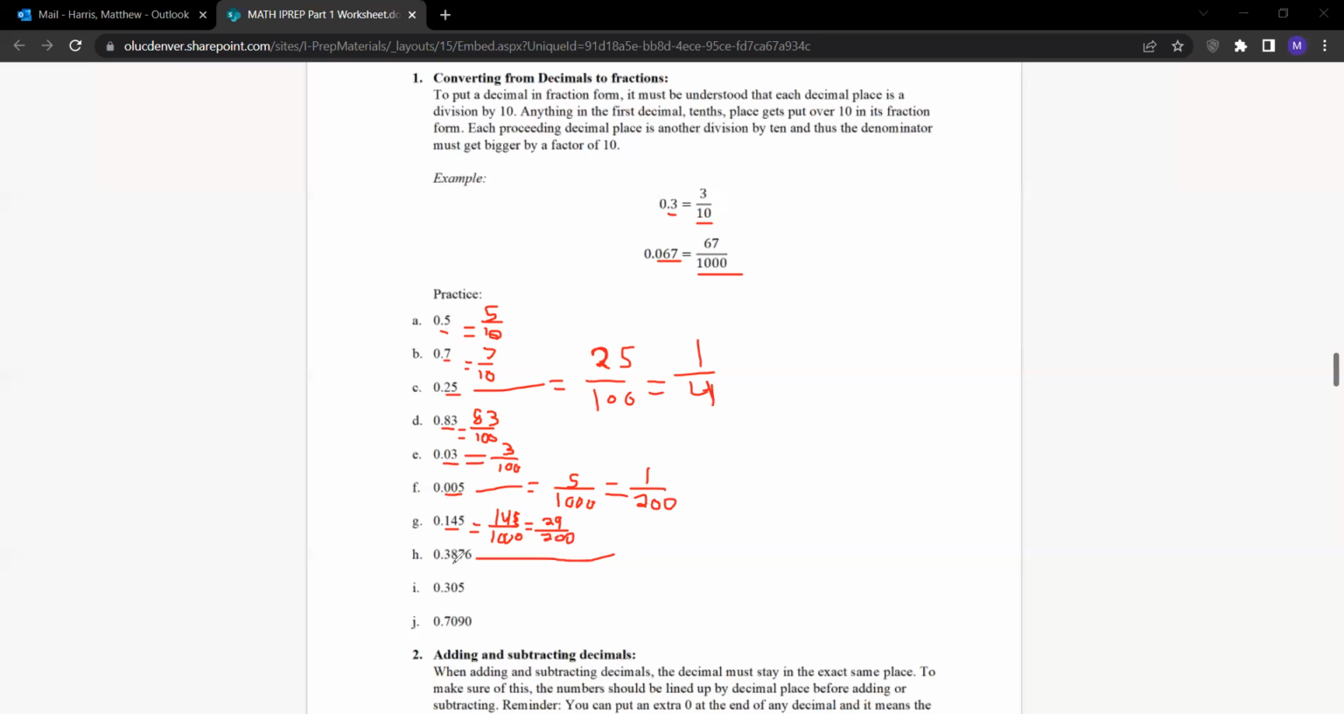So next we have 4 decimal places. So instead of 1,000, it's going to be 10,000. So 1, 2. So we have 4 zeros now. And on top we have the same number, 3, 8, 7, 6. And this can probably be simplified, but for now I'm just going to leave it as it is. So next we have 3 decimal places, so it's going to be over 1,000.